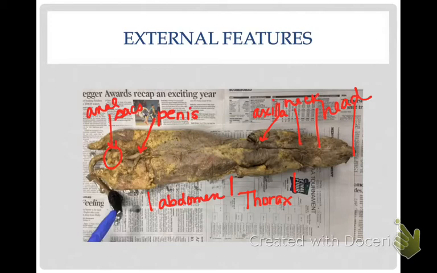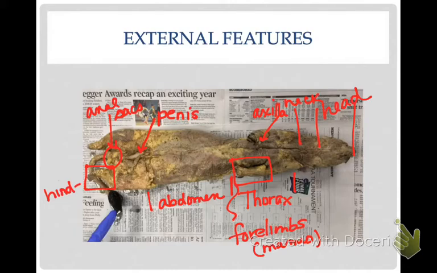And the other things that I want to mention would be the hind limbs and the forelimbs. So the forelimbs are right here. Forelimbs are also called manus. Manus is another word for hands. And we have our hind limbs, which are down here. And these are called pes, P-E-S. And so those would be like our feet if we were looking at a human.